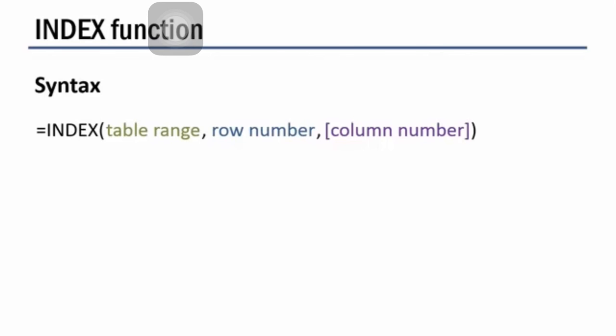And what that means is when you have a large table like what we're working with, you do want a row number and a column number. But let's say you only have a single row, well, then you don't need a column number. Or if you only have a single column, then you don't need a row number.